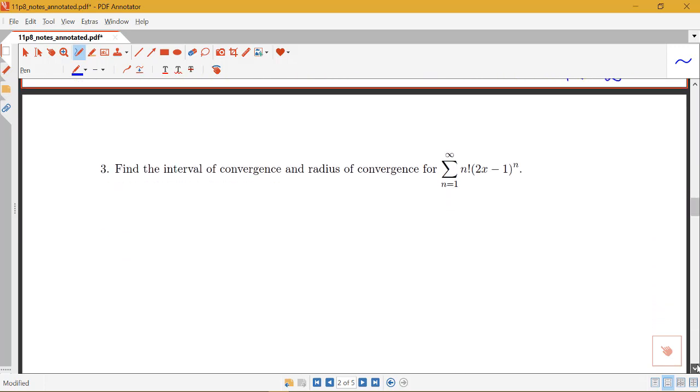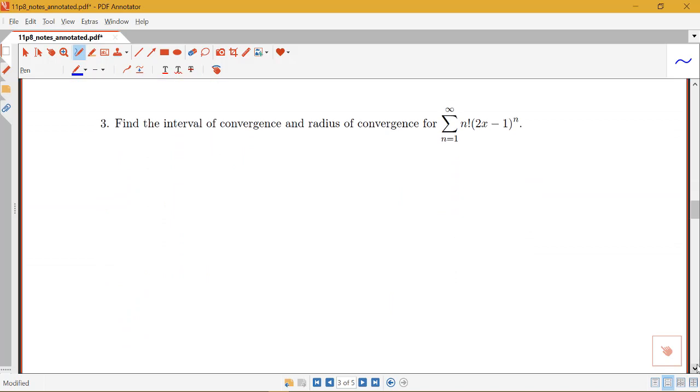Here I'm interested in finding the interval of convergence and radius of convergence for the sum from n equals 1 to infinity of n factorial times (2x minus 1) to the n. Okay, so here notice that I do have not just x to the n, but something here raised to the n. So we want to try to identify what our center is. Quick way to identify the center is going to be where whatever is inside that parenthesis equals 0. Okay, so we see that that would be x is a half. So it turns out that this is going to be centered at a equals 1/2.